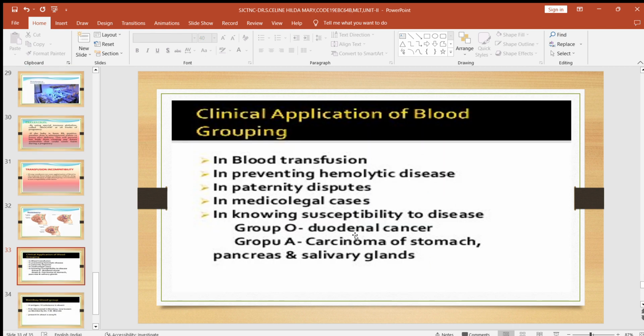Next, what are the clinical applications of blood grouping? The detection of blood group helps in the transfusion of blood, which helps to prevent hemolytic disease. It is also used in paternity disputes, in medico-legal cases, and in knowing susceptibility to disease. Group O is associated with duodenal cancer, and Group A with carcinoma of the stomach, pancreas and salivary glands. These disease conditions can be assessed with the help of the detection of the different types of blood grouping.